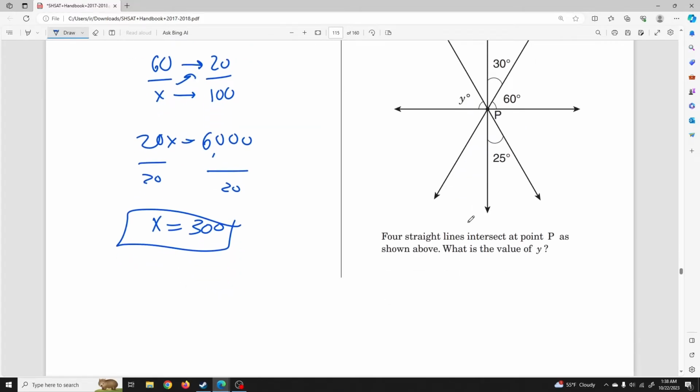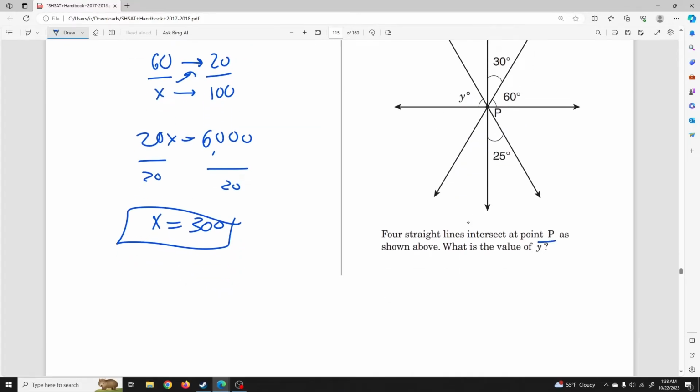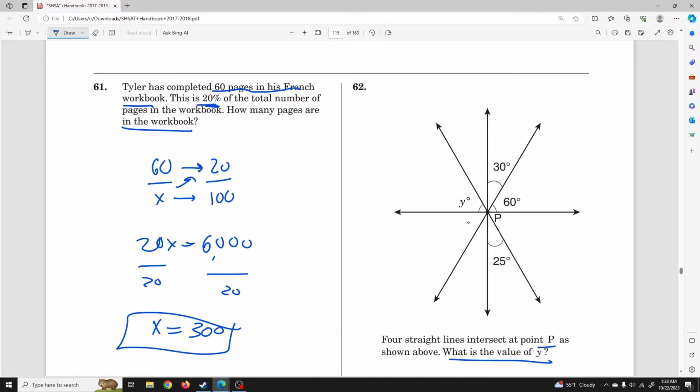Right, moving on to number 62, it says 4 straight lines intersect at point B. What is the value of y? Right? So we're just solving for this angle, right? So we know that we have vertical angles right here. So we know that this 25 degrees makes that this 25 degrees, right? So just fill in the vertical angles.